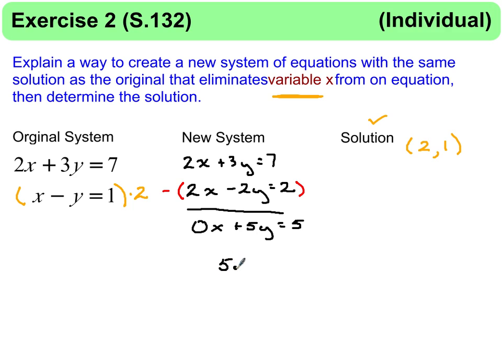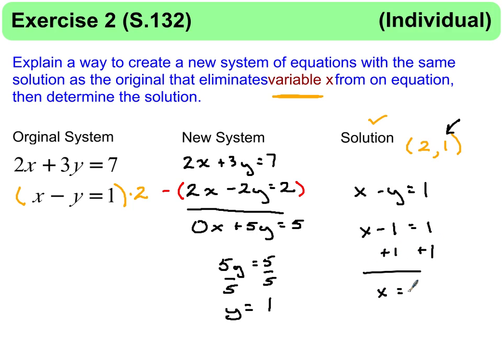So 5y equals 5. I divide by 5 on both sides, and y is going to equal 1, which is what we want to see, because here's our y equals 1. And now if I wanted to go in and solve for x, let's say I choose the second equation like last time, x minus y equals 1, and if I know that y is 1, so x minus 1 equals 1, I will add 1 to both sides, and x equals 2, which is our other piece right here in our solution.